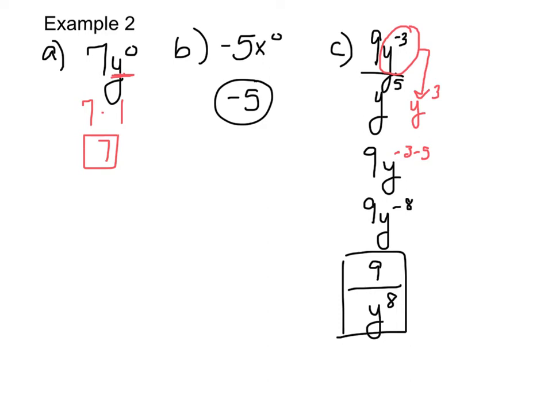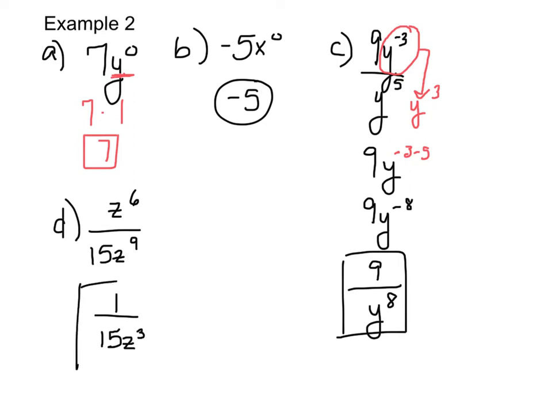Let's do another example. D. Z to the 6th over 15z to the 9th. So where are there more z's? There are how many more z's on the bottom? 3. So you're going to get 15 z to the third on bottom. So your answer is 1 divided by 15z to the third.